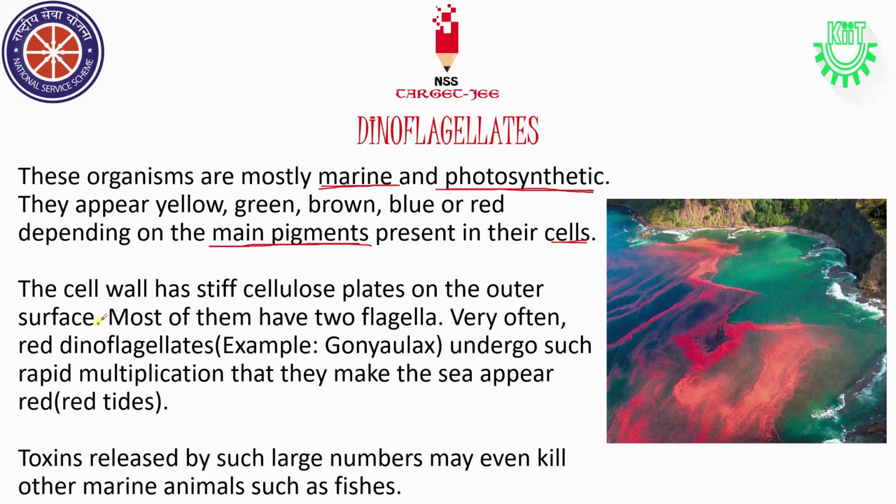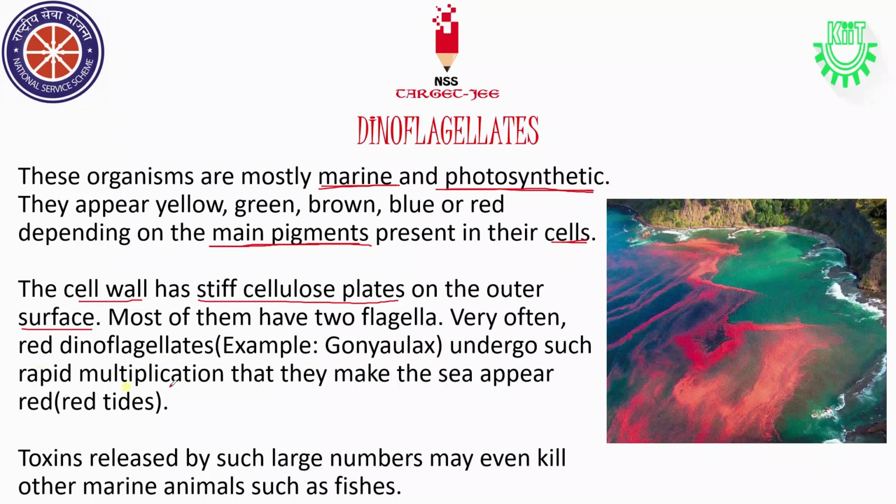The cell wall has stiff cellulose plates on the outer surface. Most of them have two flagella, one that lies longitudinally and the other transversely in a furrow between the wall plates.